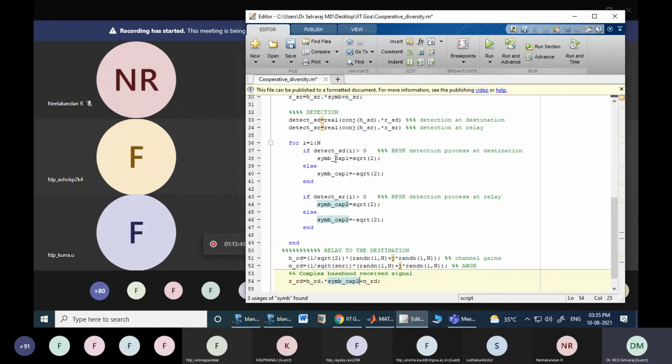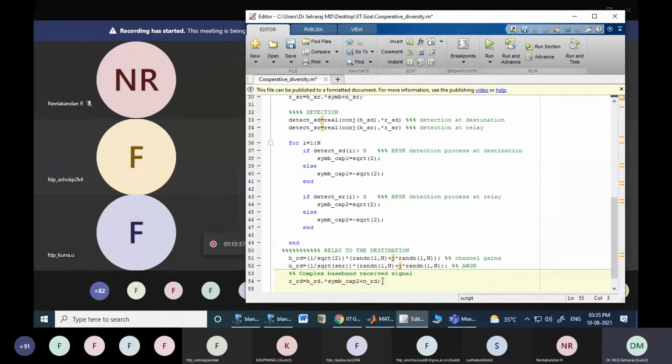Okay, this is a very important observation because you see here the detector symbol, the BPSK detection process at the relay, the detector symbols are symbol cap 2. This is what we detected. That is what we are going to forward to the destination. That is why the symbol is this. This is an important observation.